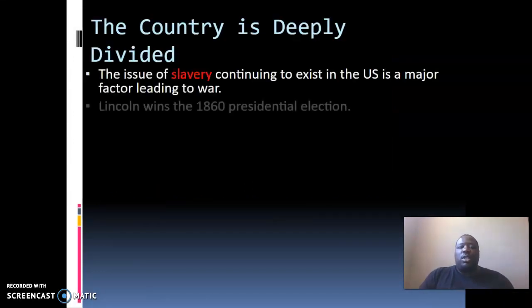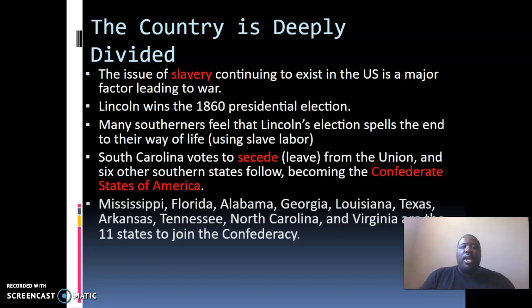So the country was completely and deeply divided. The main issue that centered around the division was slavery. Slavery was a true economic commodity for the South, meaning that was how they made their money.